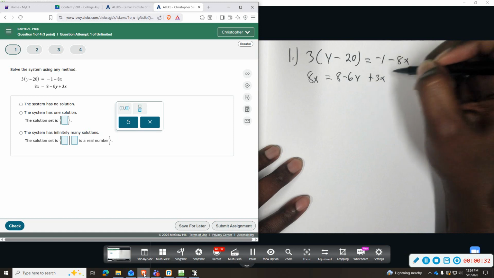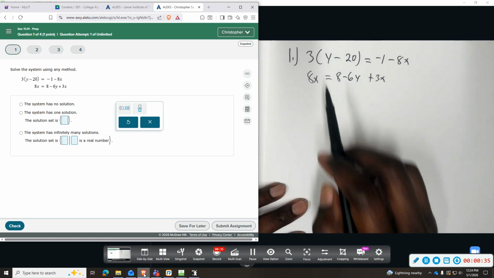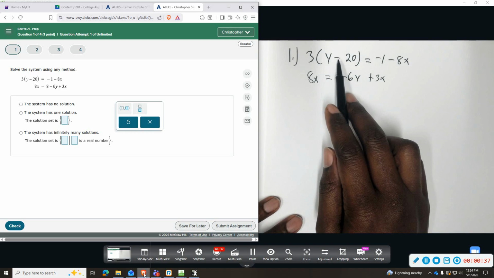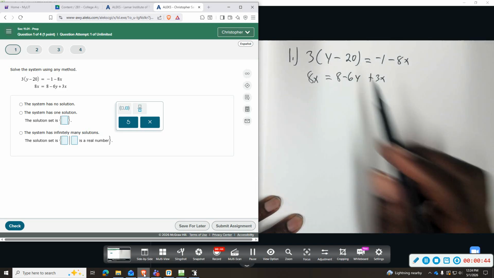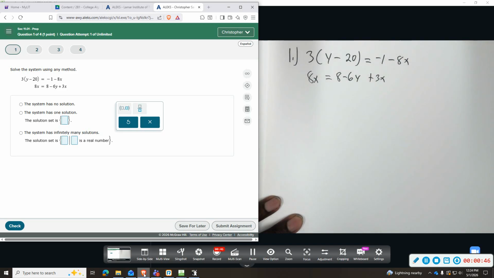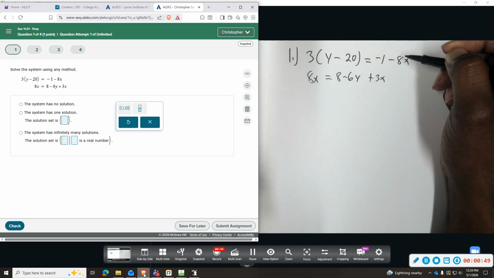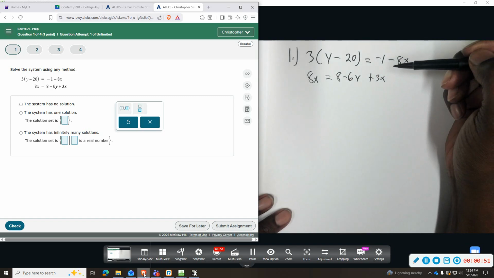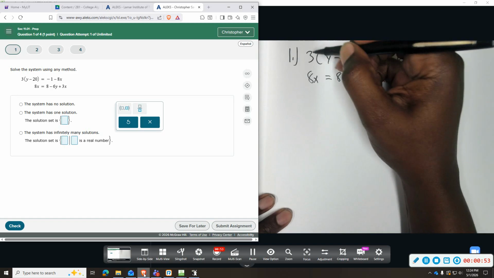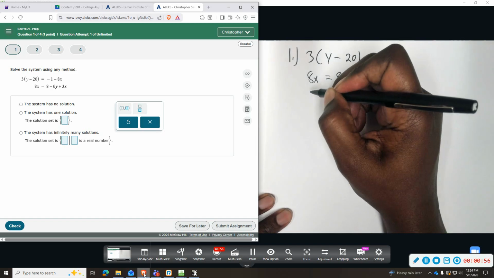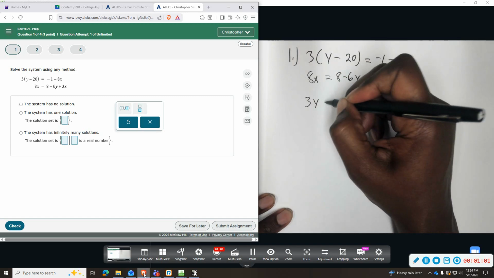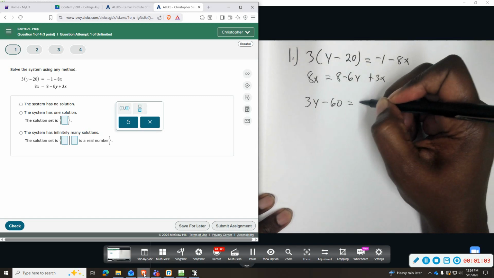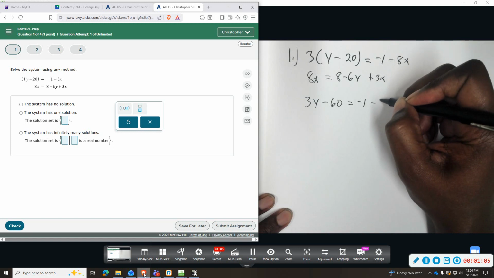plus 3x. All right, so I'm going to distribute, and then I will collect like terms, and I'll try to write it in standard form. That's the best way when we want to set up a system of equations. Write it in standard form, and then we'll try to solve with elimination. So distribute 3 for equation 1, so that's going to give me 3y minus 60 equals -1 minus 8x.